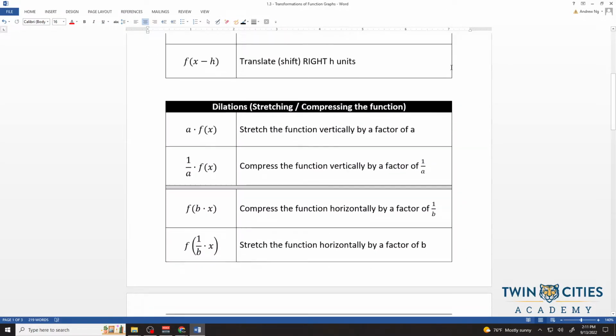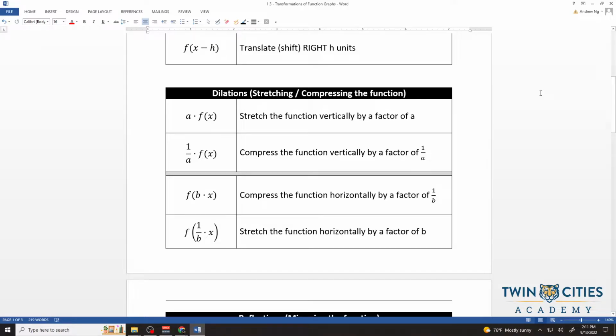What about stretching and compressing then? Let's take a look at what happens if I just multiply something to all of f of x right at the front. If I've got a times f of x, then the function is going to stretch vertically by whatever that factor is. If I make a 2, it's going to double the height. If I do 1 over a, it's going to compress the function vertically by a factor of 1 over a. So if I do 1 over 2 times f of x, then it makes sense that it would go to 1/2 the height of what f of x was.